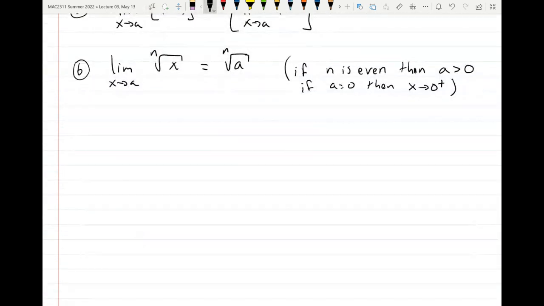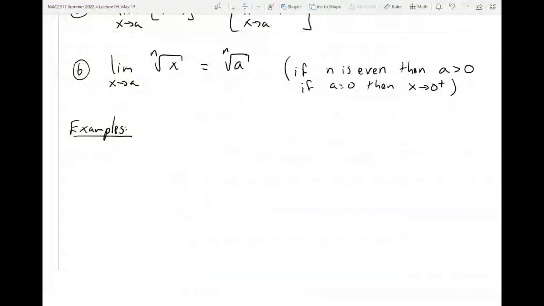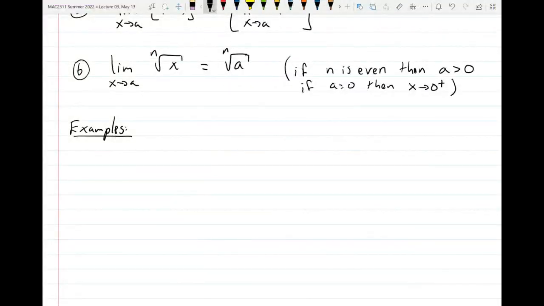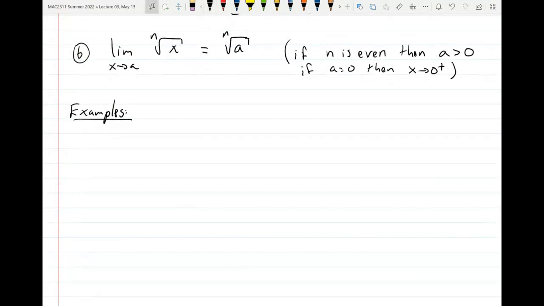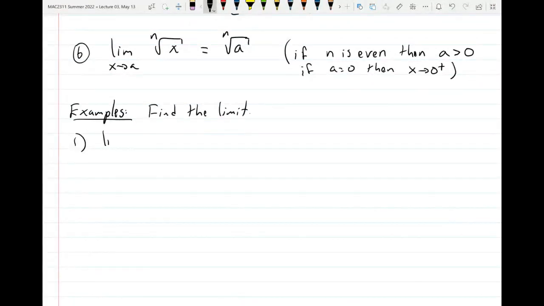Okay, so examples. And make sure that I'm still there. Yes. Okay, so as an example, let's find the limit as x approaches 2 of the function 4x squared plus 3.